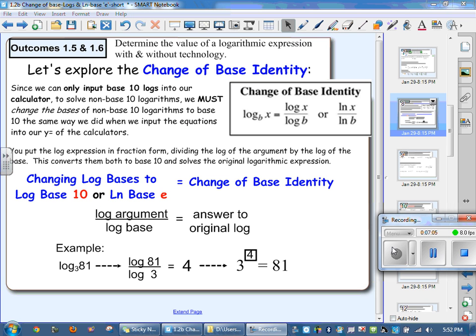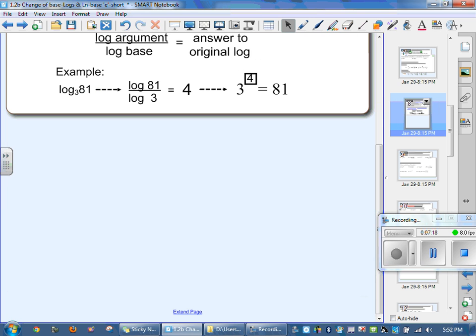We see this is what we call the change of base identity, what we were talking about, changing our bases to base 10 or to ln base e. So again, instead of variables, if we have actual digits, this is what it will look like. We will take our log argument, 81 is our argument, log argument goes on top, and 3 is our base, so log 3 on the bottom. Again, we have hidden bases. Our hidden bases are 10s. That's going to give us a 4, and hopefully at this point we all know that 3 exponent 4 is 81. Let's move on to a couple more examples.